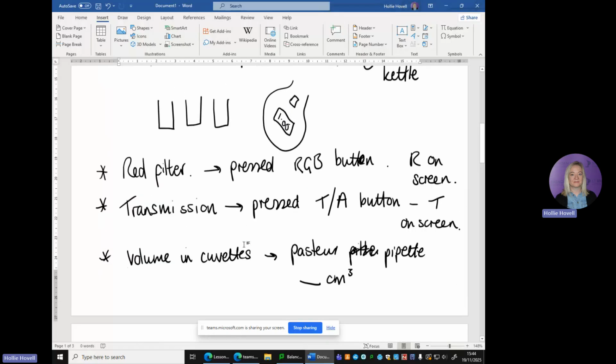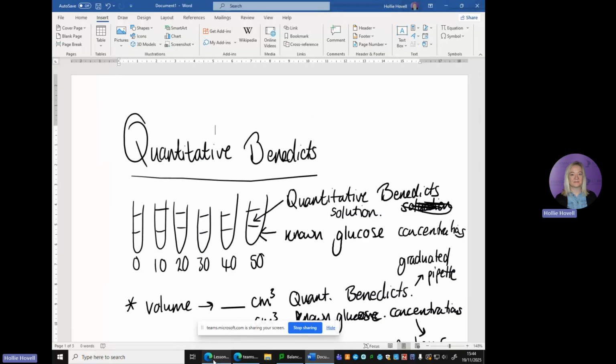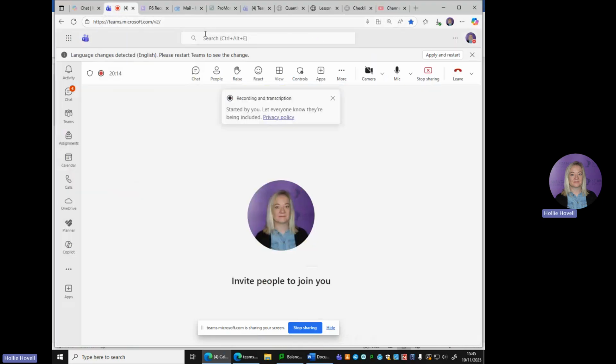So there's lots of things there that we were controlling, and you need to make sure you always say how you were actually controlling those things. Okay, so we should have, in summary, one paragraph on the control variables under each method. You do not need to include all of those things that I've spoken about, as long as you have at least one thing that you controlled per experiment, maybe a couple would be good. All right, that's the end of that video.